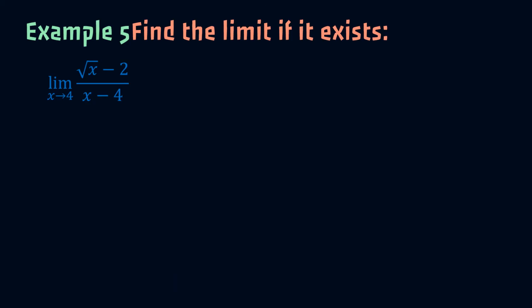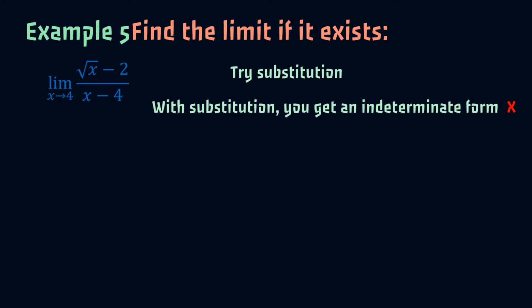Let's make a new example. Let's find the limit, if it exists, of the expression square root of x minus 2 over x minus 4 as x gets close to 4. Let's see if we can use direct substitution. If we replace x by 4, top and bottom, what we get is the following: square root of 4 minus 2 over 4 minus 4. The square root of 4 is 2, minus 2 will be 0 on the top, and 4 minus 4 at the bottom will be 0. So 0 divided by 0 doesn't work. Substitution doesn't work, and we get an indeterminate form.